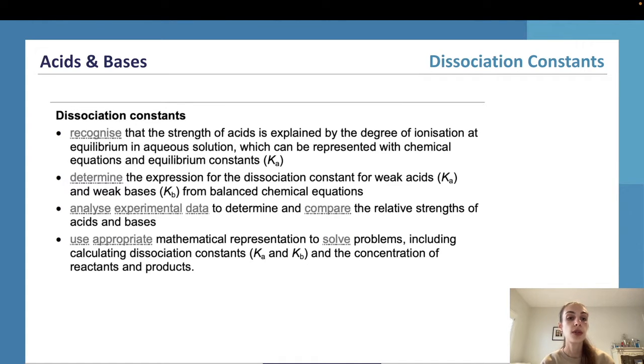And then we need to be able to analyze experimental data to determine and compare the relative strengths of acids and bases. And then we need to be able to use appropriate mathematical representation to solve problems, including calculating dissociation constants, so that being Ka and Kb, and the concentration of reactants and products.